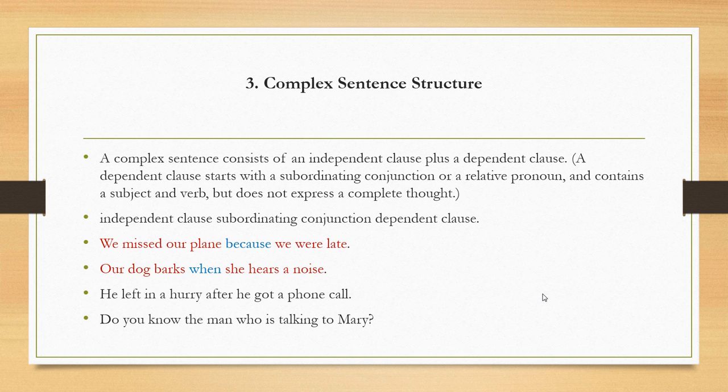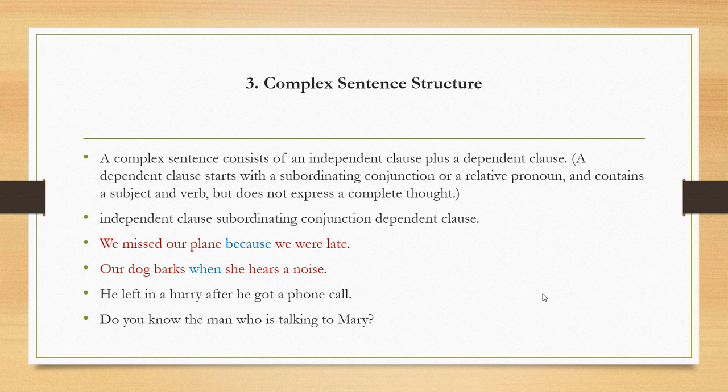So a complex sentence consists of an independent clause as well as a dependent clause. There will be 2 clauses in a complex sentence. One will be a dependent and the second one will be an independent clause. A dependent clause starts with a subordinating conjunction. Remember, when you don't know which one is a dependent clause, that dependent clause will always start with a subordinating conjunction or with a relative pronoun and contains a subject and verb but does not express a complete thought. A dependent clause cannot stand on its own and it does not express a complete thought.